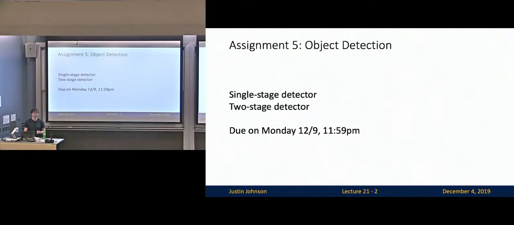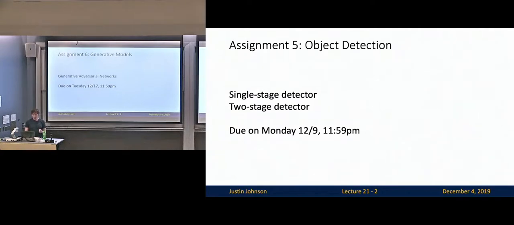Before we get into that material, we need some reminders on the final assignments. Assignment 5 has been out for a while now. It covers object detection, both single-stage and two-stage object detectors, and it'll be due on Monday next week. So hopefully most of you have gotten a pretty good head start on that assignment.